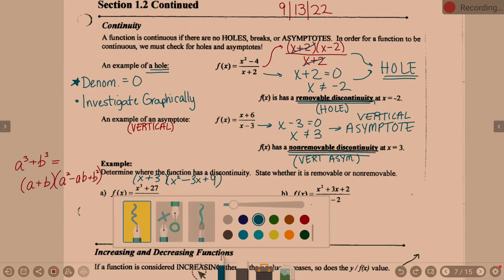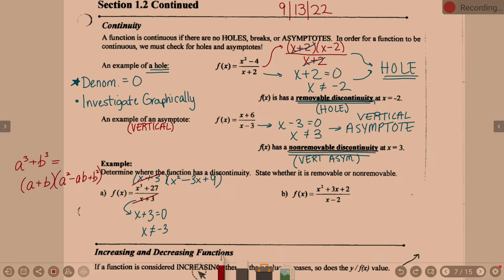So, does a factor cancel? Yeah. X plus 3 cancels with x plus 3. So, because the x plus 3's cancel, that tells me that at x equals -3, there is a what? A hole. Okay? And is that removable or non-removable? It is removable. So we have a removable discontinuity at x equals -3.